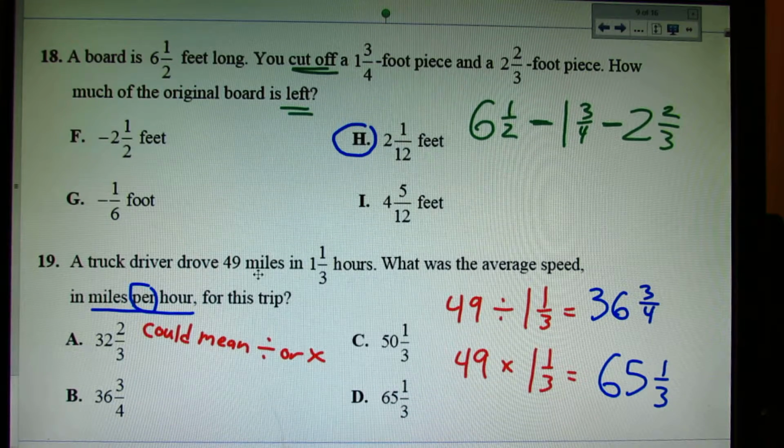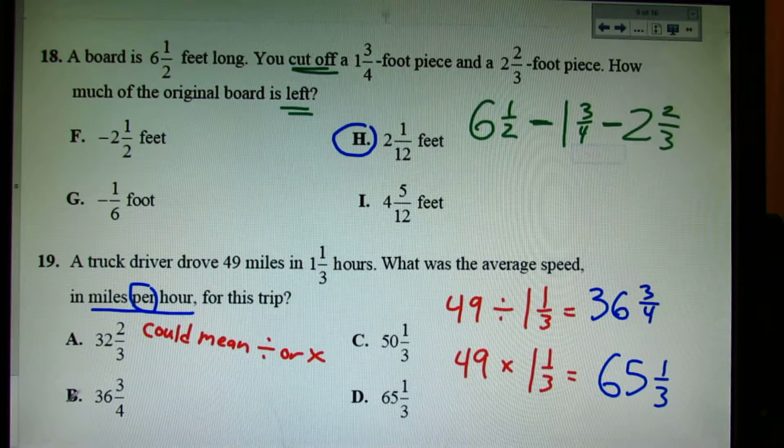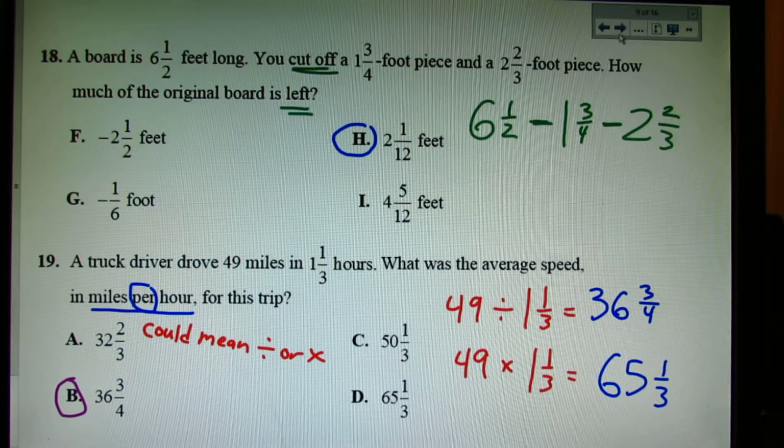Well, look at this. If I go back to the problem, I drove 49 miles in 1 1/3 hours. There's no way I could have driven 65 miles in just 1 hour. So the correct answer is going to have to be the one where I divided. So the correct answer is going to be choice B, 36 3/4, because dividing makes the most sense.